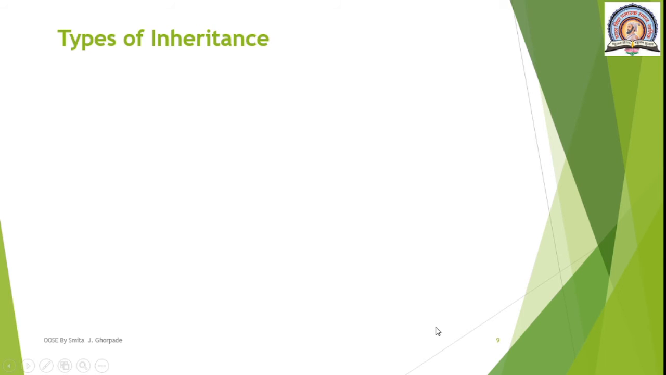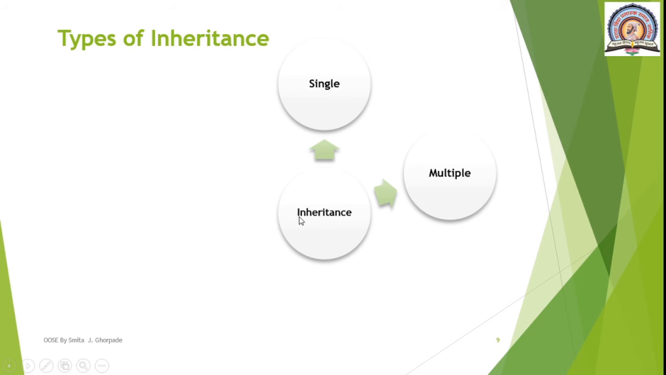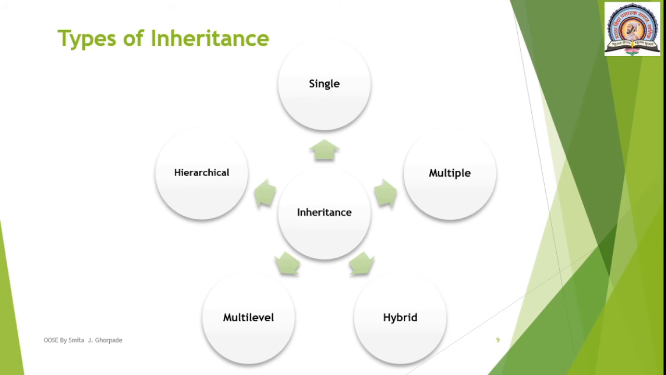Then next is types of inheritance. Now first of all, inheritance. What is inheritance? Inheritance is nothing but a mechanism of deriving a new class from an old one. There are different types of inheritance. First one is single inheritance, second is multiple inheritance, third one is hybrid inheritance, fourth is multi-level inheritance, and fifth one is hierarchical inheritance. There are 5 different types of inheritance.